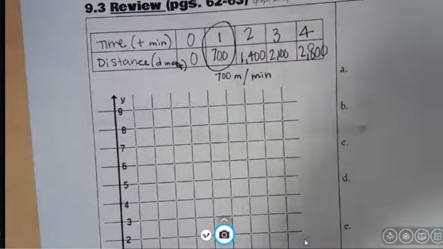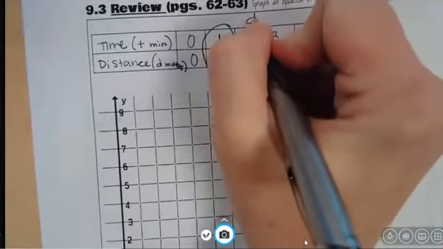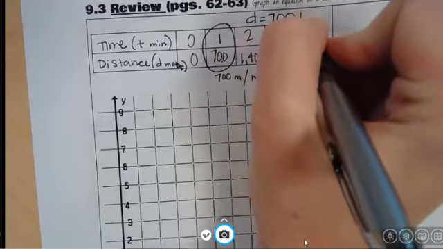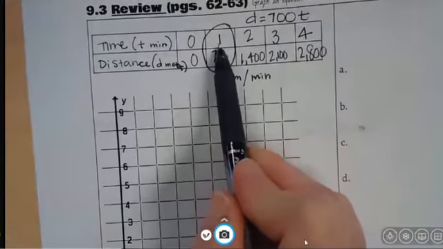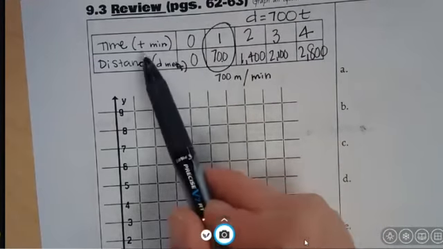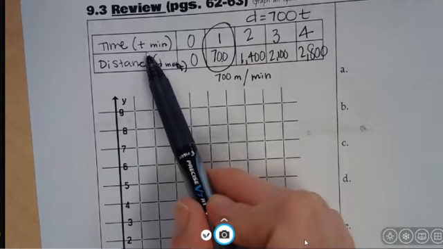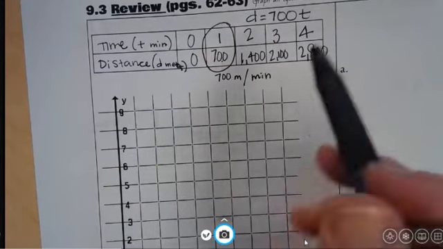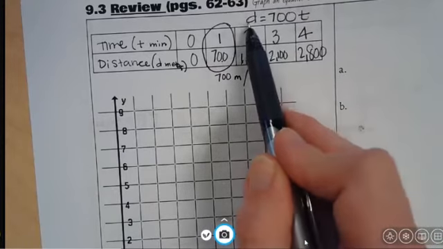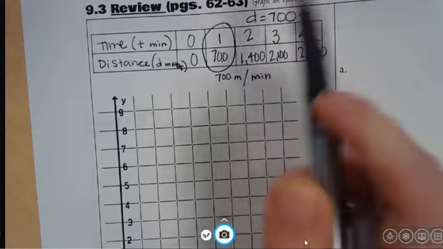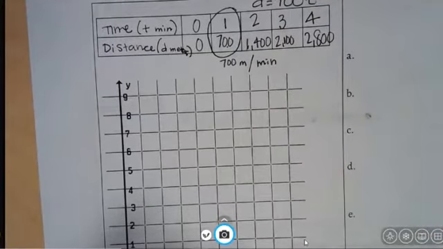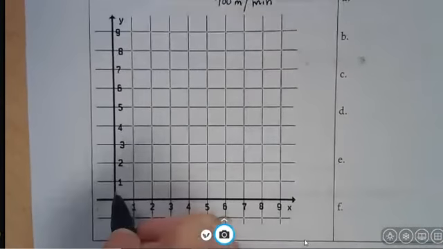We also have our equation that they gave us in the problem, d equals 700 t, which we can see from our unit rate, that the distance is equal to 700 times t. So if I had 1 minute plugged in here, I'd take that times 700, which would give me the number of meters, 700. That's how the equation works. And then they told me how I need to mark my graph down here.